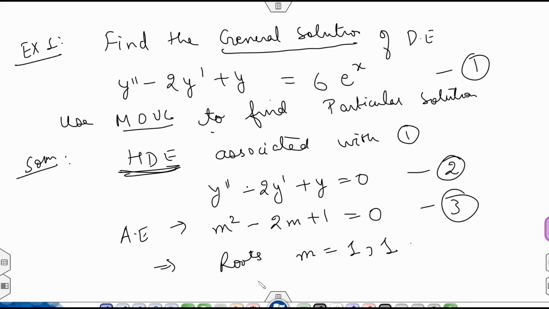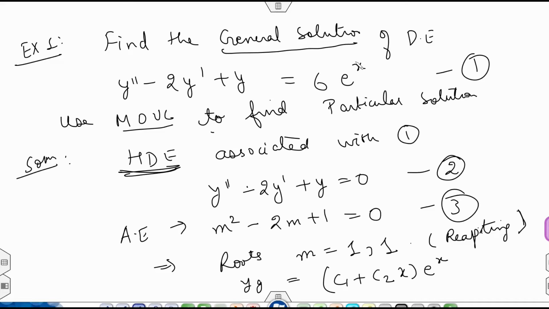So what will be your yg? Your yg will be (c1 + c2 x) e^x, because the root is repeating. Now just look at this r(x), because you want to find out yp.